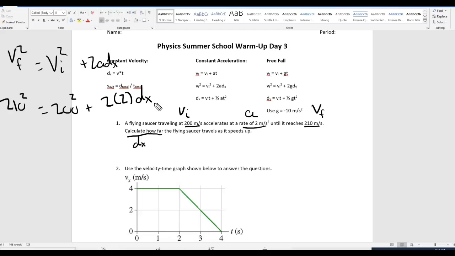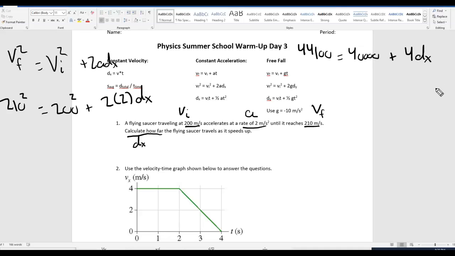So the first thing I'm going to do is I'm actually going to type into my calculator 210 squared. I'm going to write this over here so I have space. That's 44,100 equals 200 squared. I type that into my calculator. That's 40,000. 40,000 plus, now I can combine these two because they're both attached to the dx. 2 times 2 is 4, so that's 4 dx.